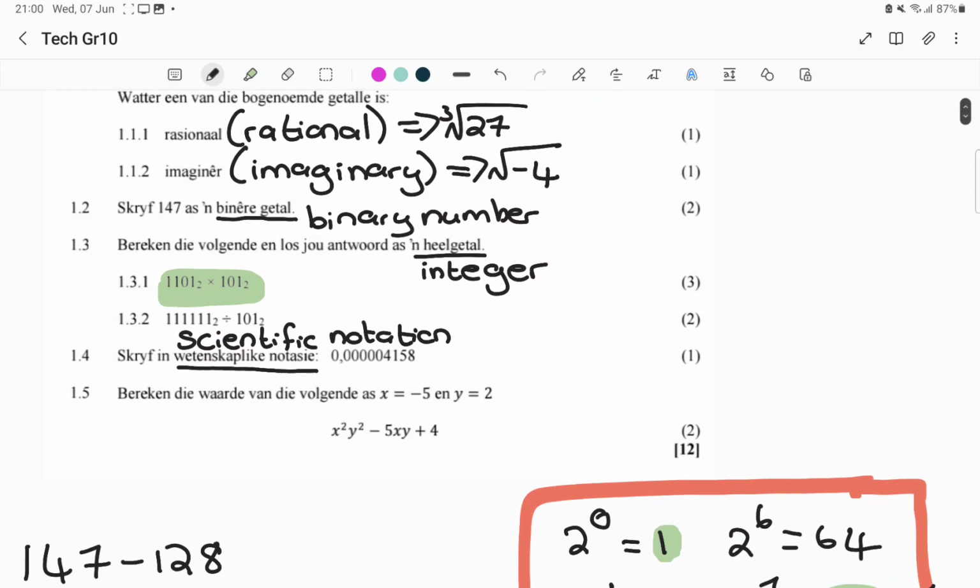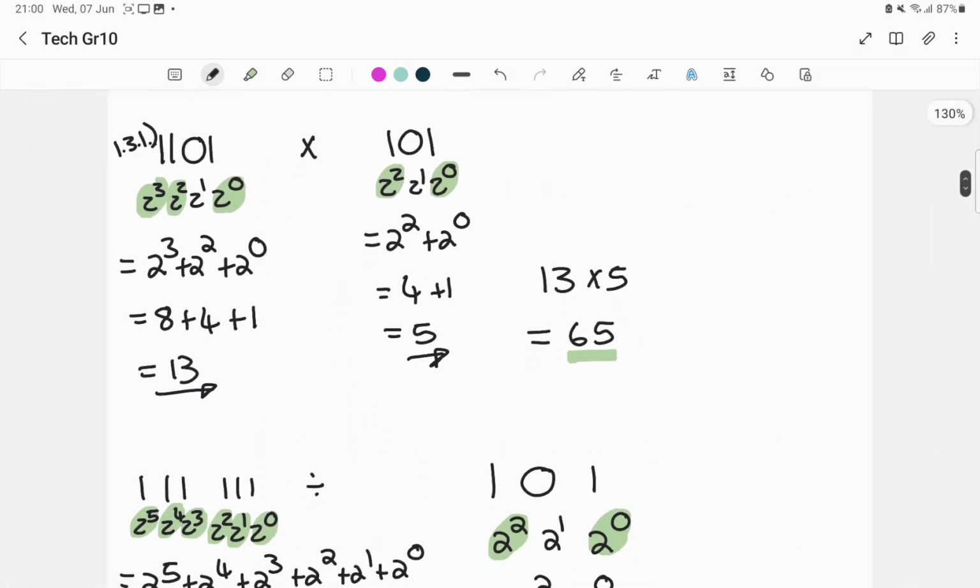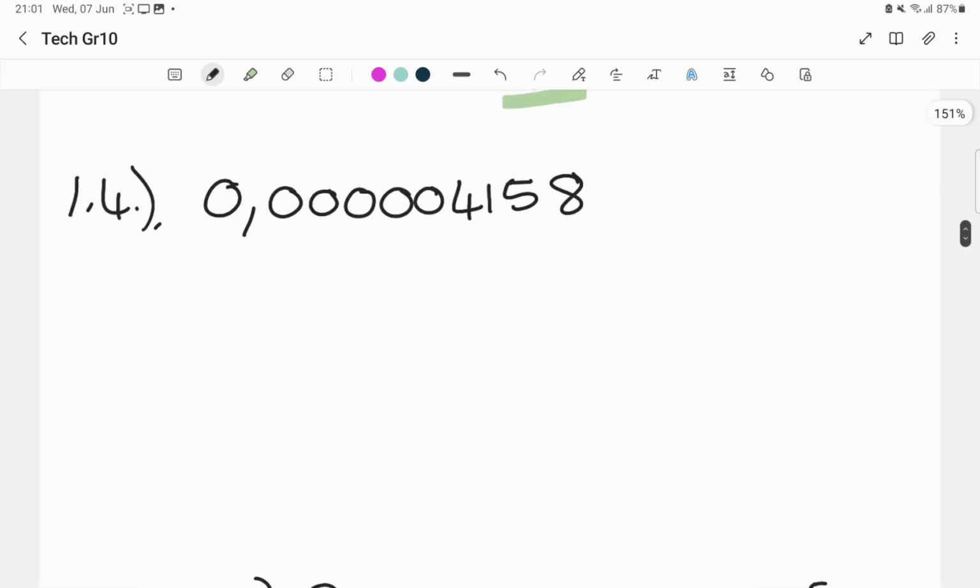Alright, so we are on question 1.4, which asks you to write the following in scientific notation. Alright, so I wrote down the question, so let's have a look.